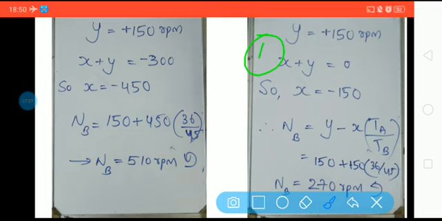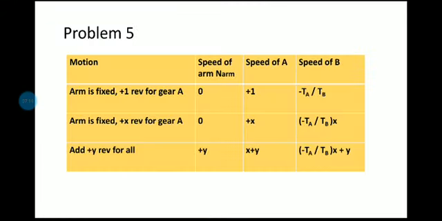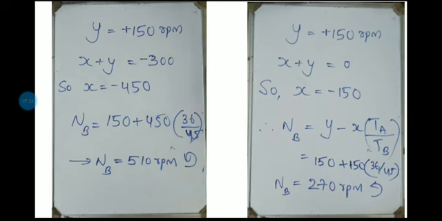The question is to find the speed of B. Then we have the expression for the speed of B in the last box, bottom right. You just substitute here: y minus x into TA by TB. Substitute all values, and you will get NB as 270. Since it's 270, the answer will be 270 rpm counterclockwise.